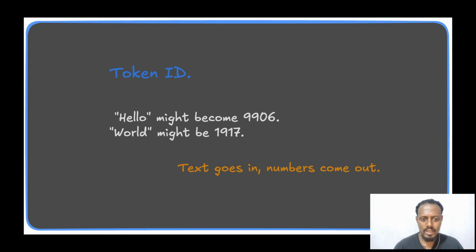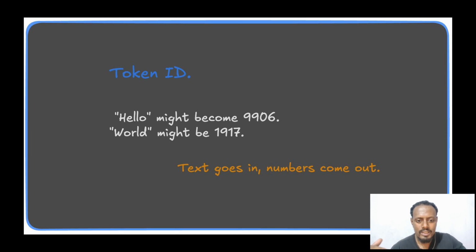Okay, now here is the important part. Once the text is split into tokens, each token gets assigned a number, a unique ID. This unique ID is called a token ID. So hello might become 9906, world might become 1917. These numbers are what the model actually works with. Text goes in, numbers come out. The model does all its thinking in numbers and then converts back to text at the end.